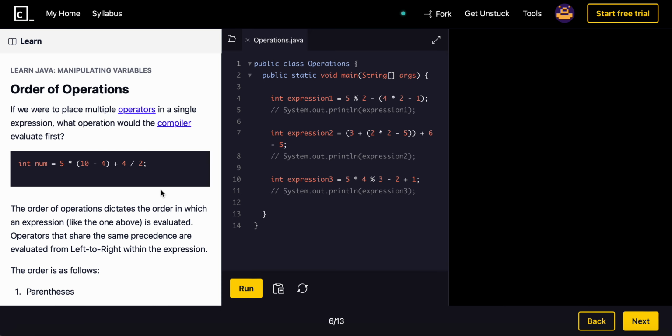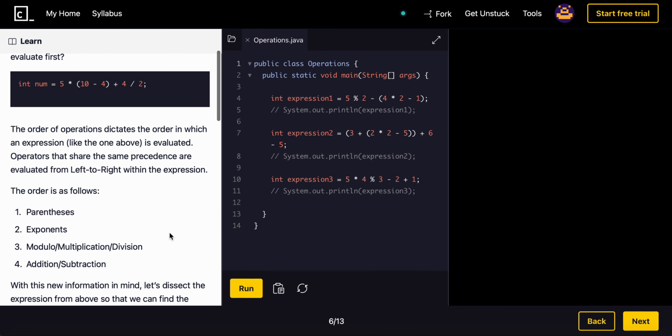So let's keep reading. The order of operations dictates the order in which an expression like the one above is evaluated. Operators that share the same precedence are evaluated from left to right within the expression. The order is as follows: parentheses, exponents, modulo/multiplication/division, addition and subtraction.